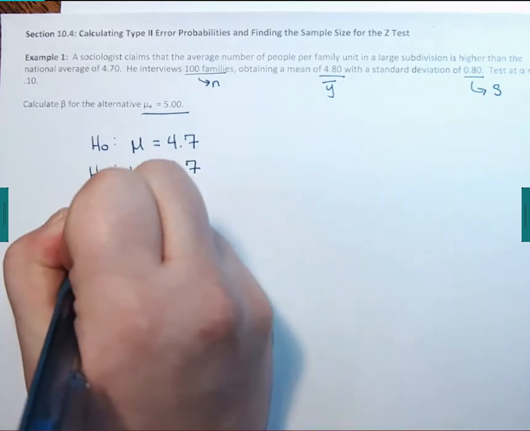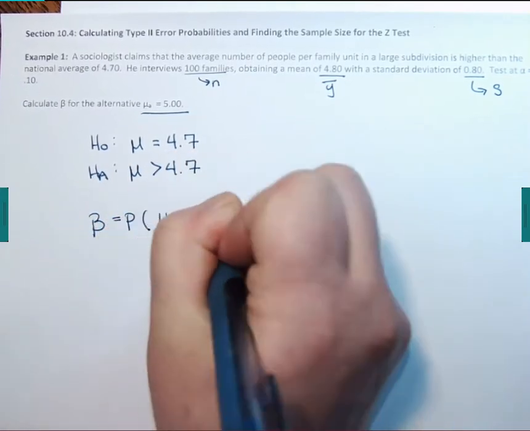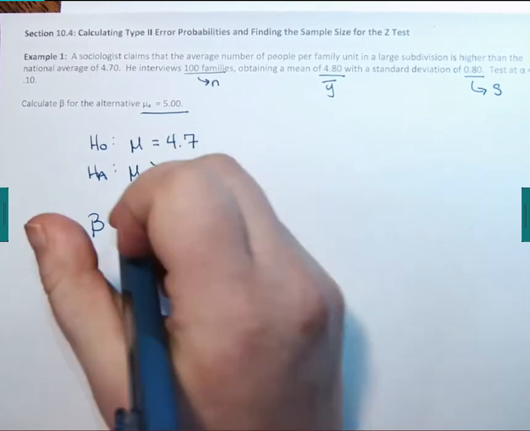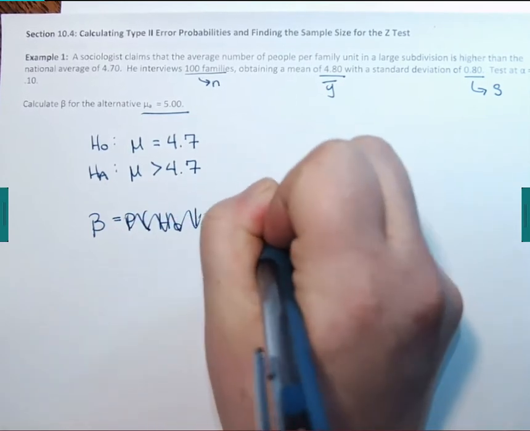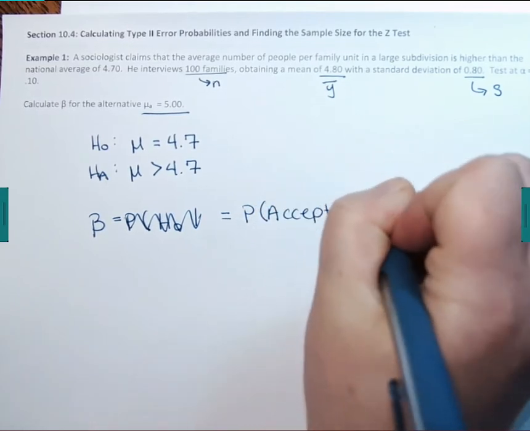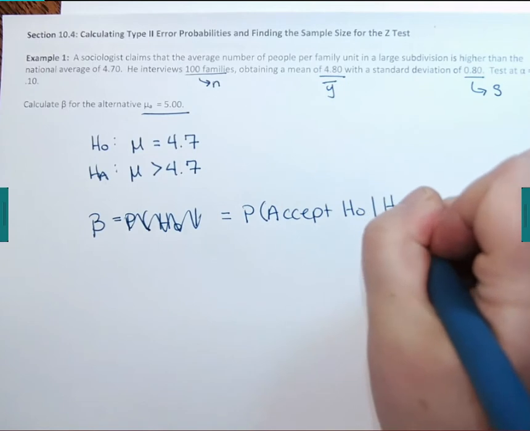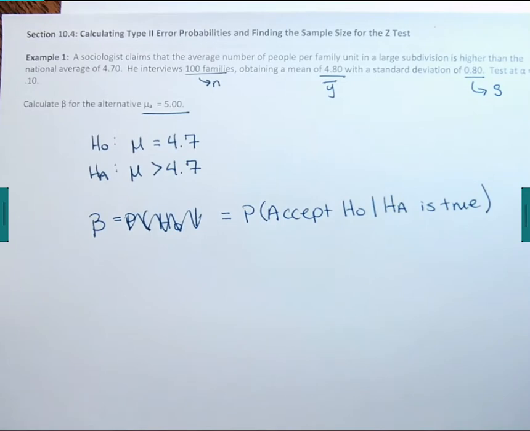So recall that beta is equal to the probability that we accept the null, given that the alternative is true. And given the alternative is true, that's why we have to pick a specific place in the alternative, because we're going to work under the assumption that the alternative is true, and so we need to pick a specific place in the alternative.